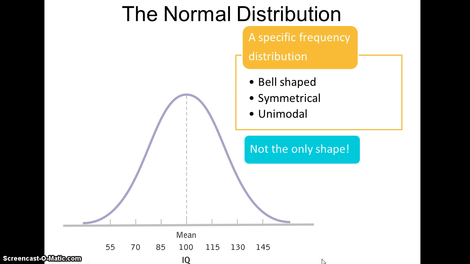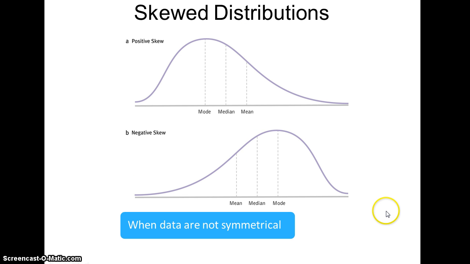This is not the only shape of a distribution that we can have. So despite the fact that this is a normal distribution, we have other shapes as well. We have skewed distributions, which is how we describe distributions that are not symmetrical. Now you'll notice that these seem to be kind of mirror images of each other. And you'll notice that the mode always happens at the peak of the distribution. The median is the middle number, and it happens in the middle of our distribution. And the mean gets pulled in the direction of the tail of the distribution.